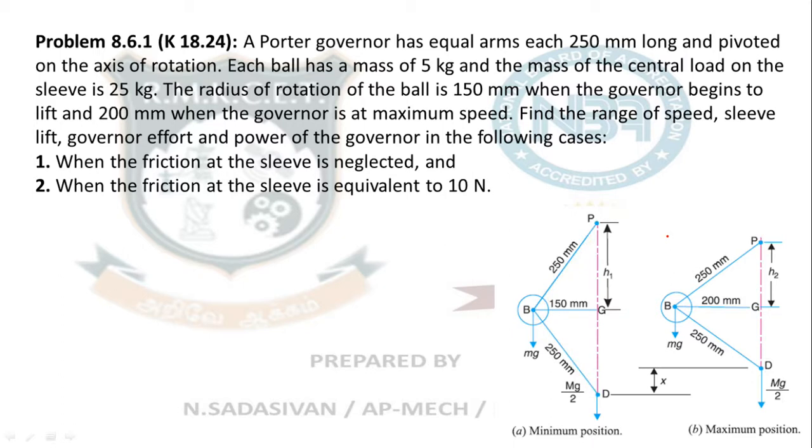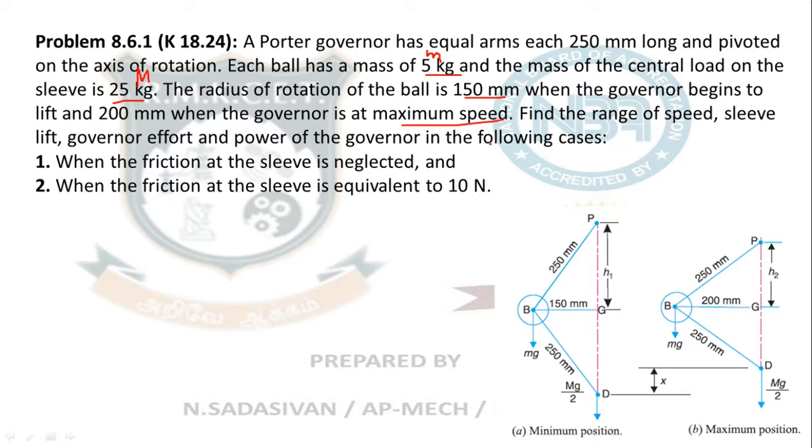Each ball has a mass of 5 kg and the mass of the central load on the sleeve is 25 kg. So this is your small m, and this is your capital M. The radius of rotation of the ball is 150 mm when the governor begins to lift, and 200 mm when the governor is at maximum speed.